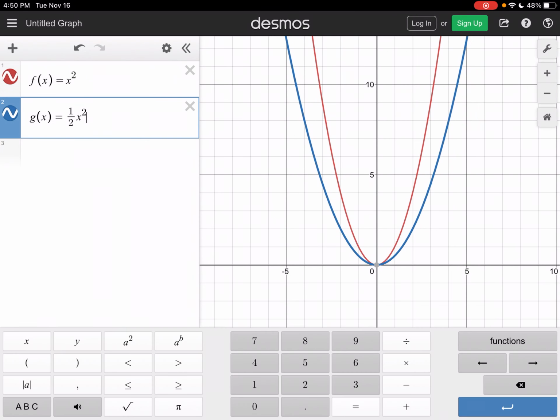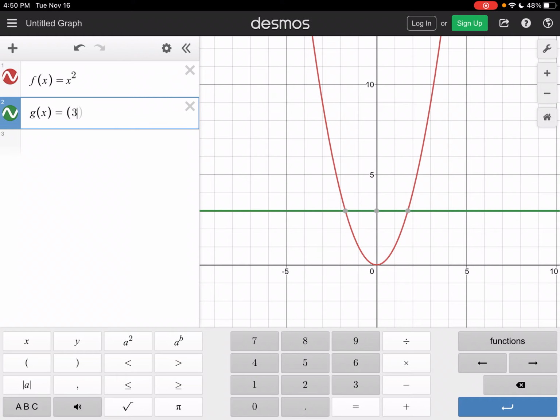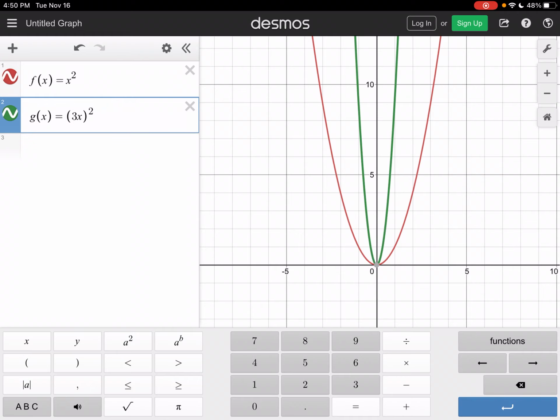So let's get rid of my other function here. And so now we're going to say g of x equals, in parentheses, 3x, and then I'll square that. And notice what happens, I'm pulling it in by a factor of 3 for every x value. So it looks like it gets skinnier, okay? It kind of looks like a vertical stretch, doesn't it? It's a horizontal compression.